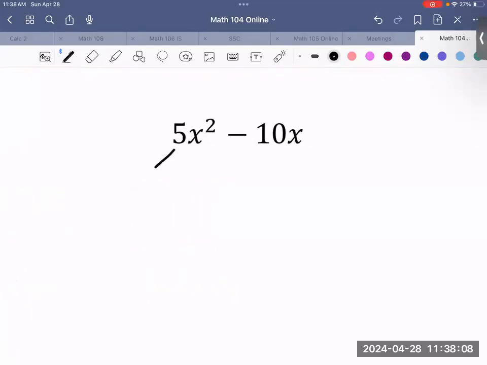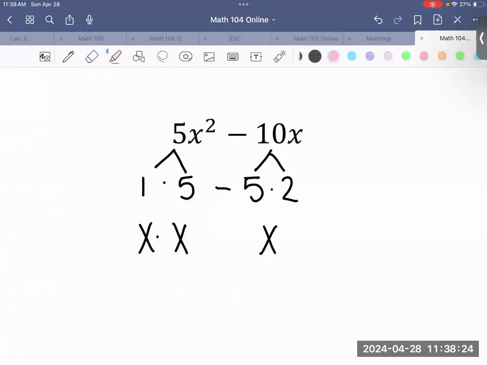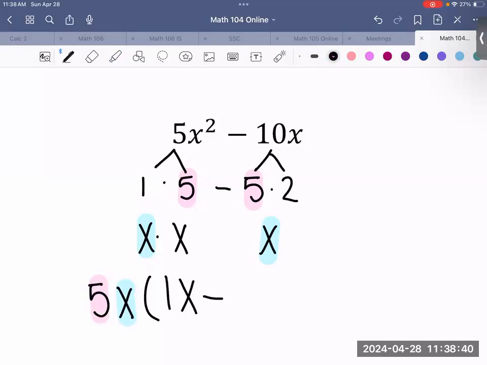Okay, so 5 and 10 both have a 5 in common, so I'm going to break both of these up by 5s. This also has a minus or a negative sign. We have 2 x's here and 1 here. So when I go to highlight, I'm going to highlight my 5 and 1 x. So we take out a 5 and an x. Those are the ones that are highlighted, and what is not highlighted is what's left over. Now, you do not need to include this 1 if you don't want to. It is totally up to you.